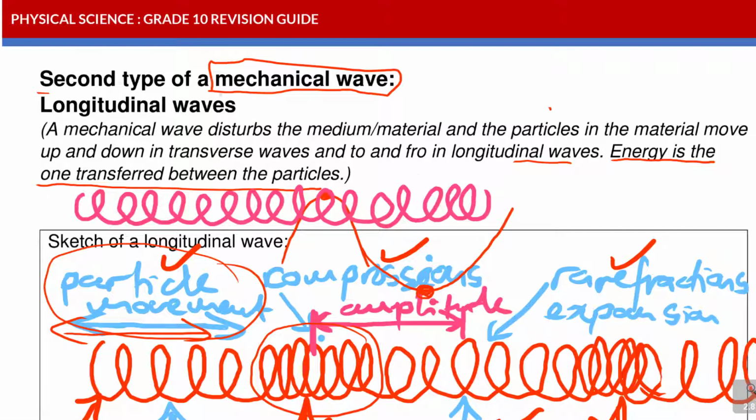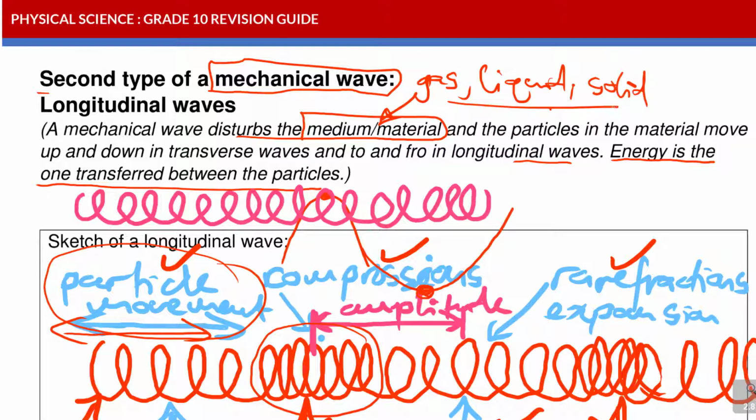Number two, the particles of the material, they need a medium. You see, mechanical waves disturb the medium, so they both need a medium or material to move in. And we said there are three types of mediums: the gas, the liquid, and the solid. So they need these three types of medium, right?